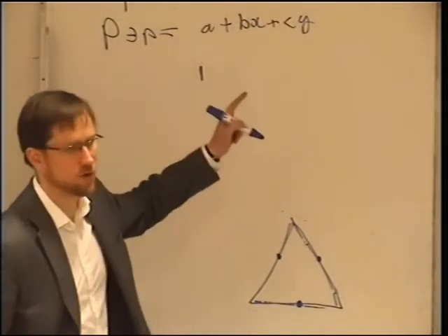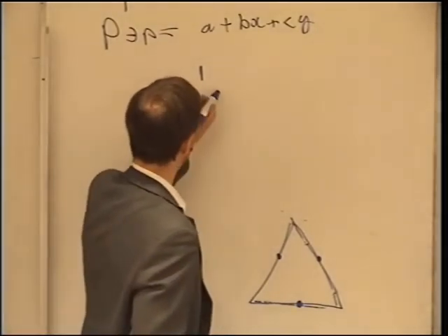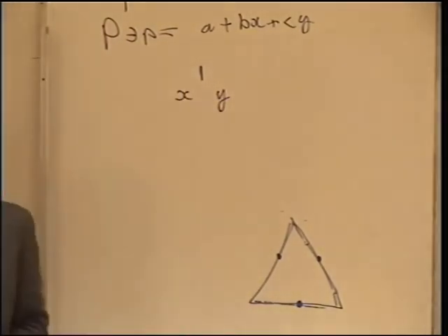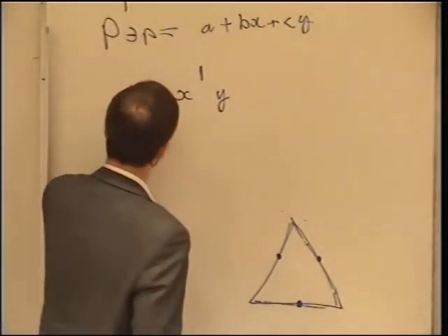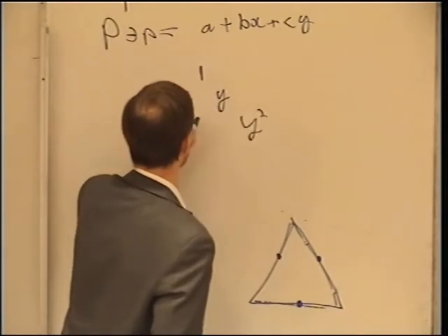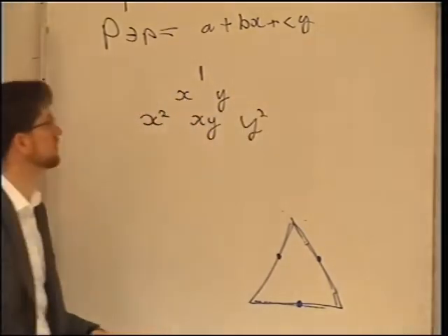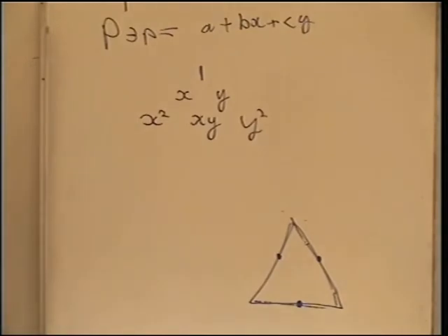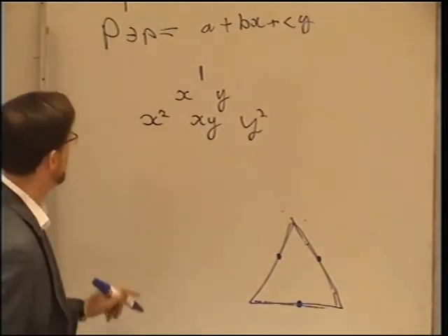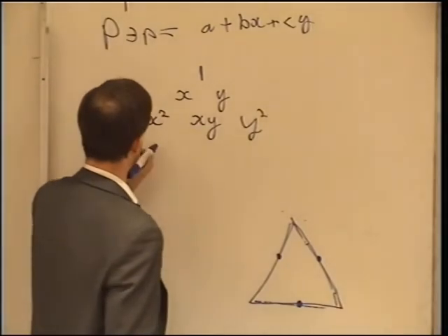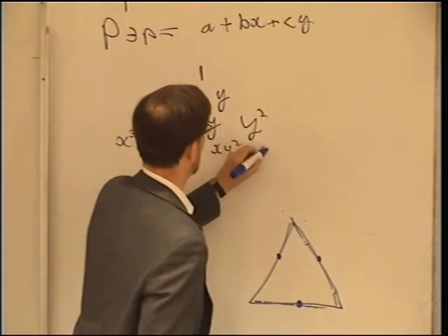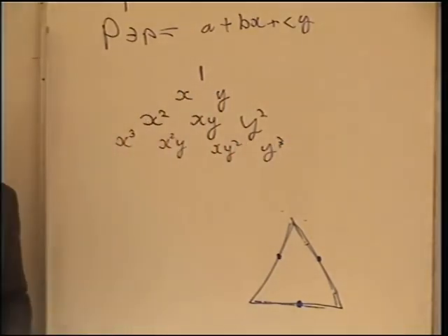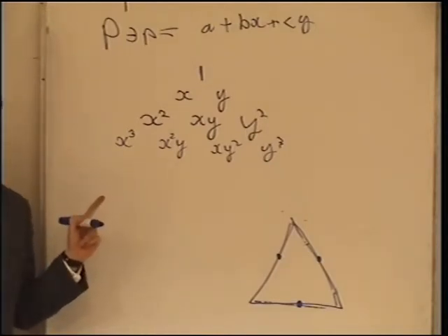Now, in order to get the linear functions, I need to put in x and I need to put in y. In order to get the quadratic functions, I need those, but I also need x squared, y squared, and the cross term. And in order to go to the cubics, I get x cubed, and I have 2 sorts of mixed term. So hopefully most people in the room are starting to recognize Pascal's triangle appearing on the board.